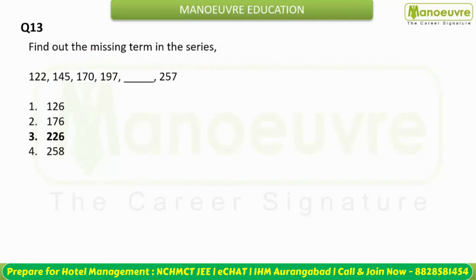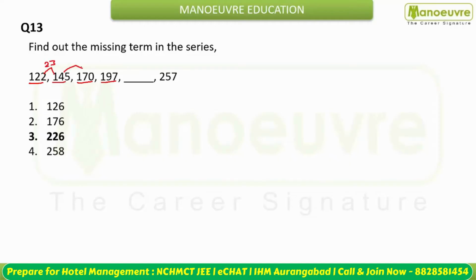Next again from a missing number, you have to find what? You are given 122, 145, 170, 197, dash, and next is 257. Now you need to find out what this term is going to be. So again, firstly what comes to our mind is take out the difference. What will it be, children? This is 23.